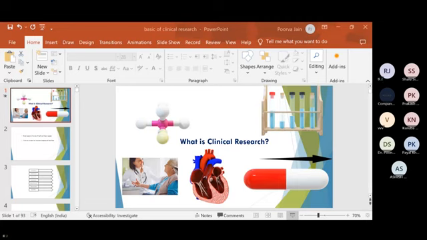So the drug research does not start with the clinical trial. It starts from the basics. Now we'll try to understand what that basic is. Okay. So in the drug developmental stages, the clinical stage comes last. Okay. It's the third part.